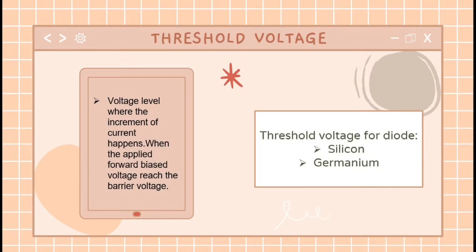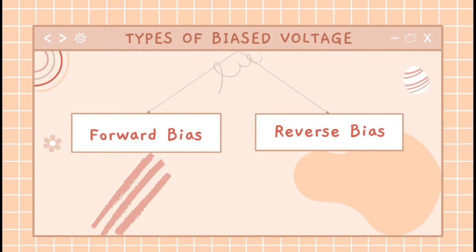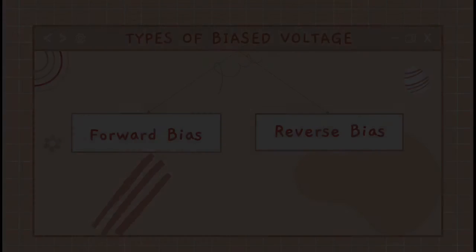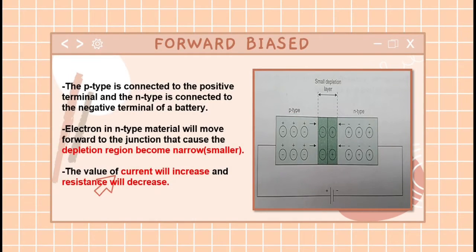Threshold voltage is a voltage level where the increment of current happens when the applied forward bias voltage reaches the barrier voltage. Threshold voltage for a diode has two values, for silicon and germanium. There are two types of bias voltage: forward bias and reverse bias. For forward bias, the p-type is connected to the positive terminal and the n-type is connected to the negative terminal of a battery. The positive terminal of the battery will push the holes in the p region towards the junction.